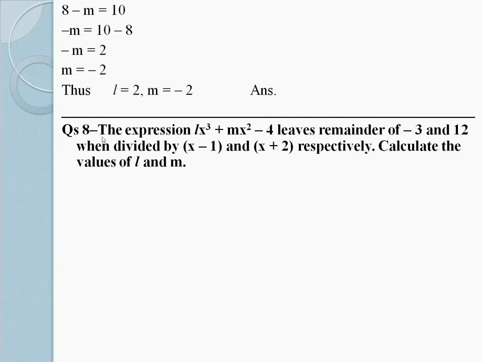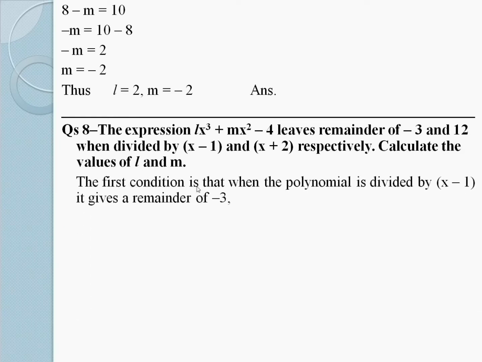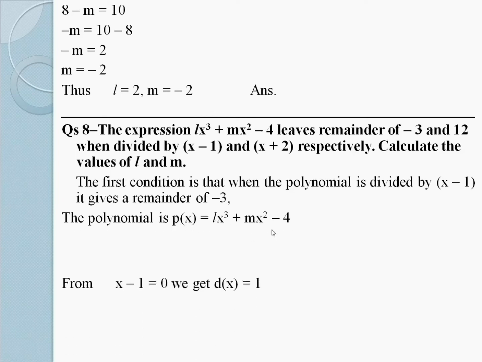Question number 8. The expression Lx cube plus mx square minus 4 leaves remainders of minus 3 and 12 when divided by x minus 1 and x plus 2 respectively. Calculate the values of L and M. The first condition is that when the polynomial is divided by x minus 1, it gives a remainder of minus 3. The polynomial is p of x, Lx cube plus mx square minus 4.